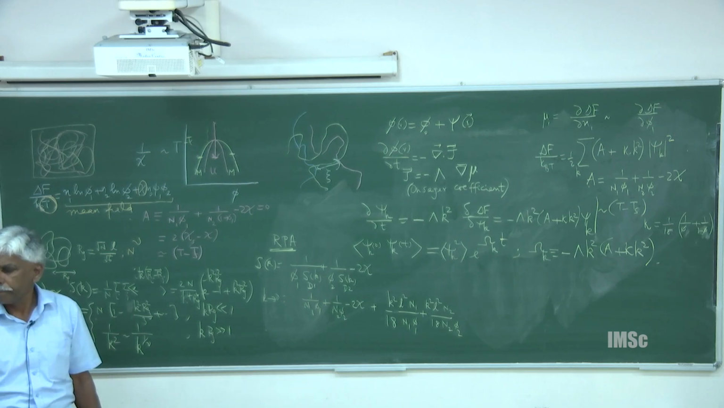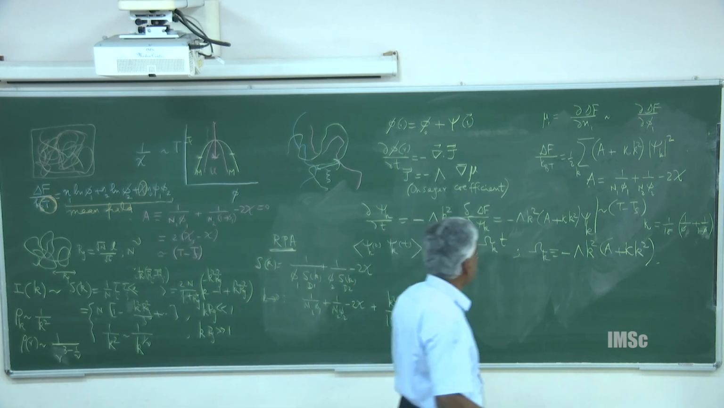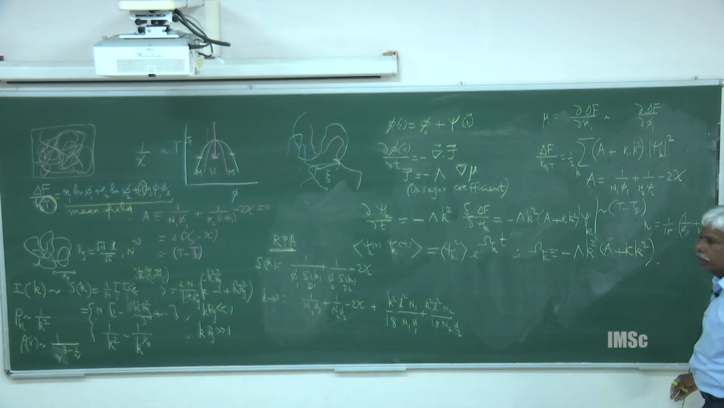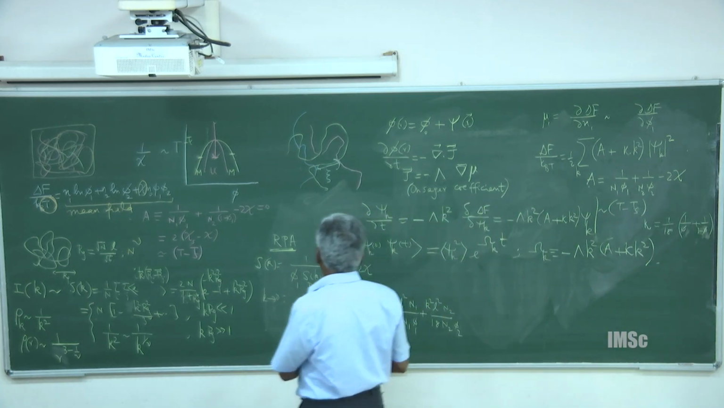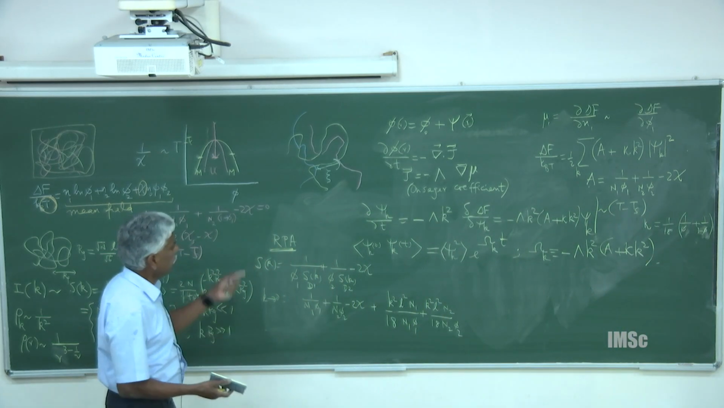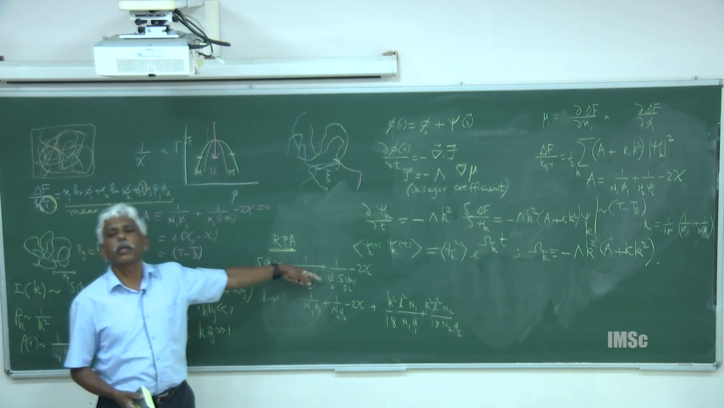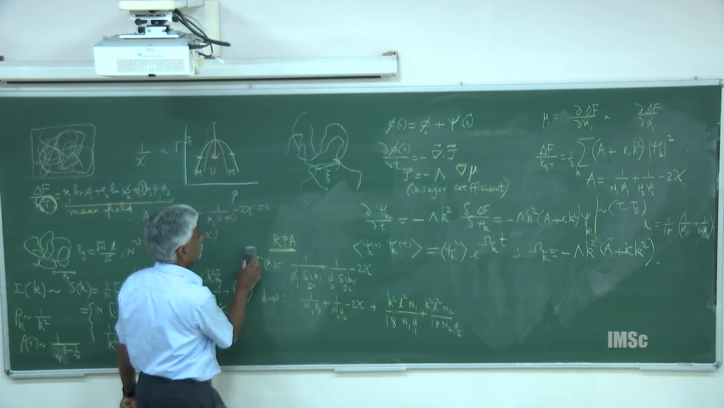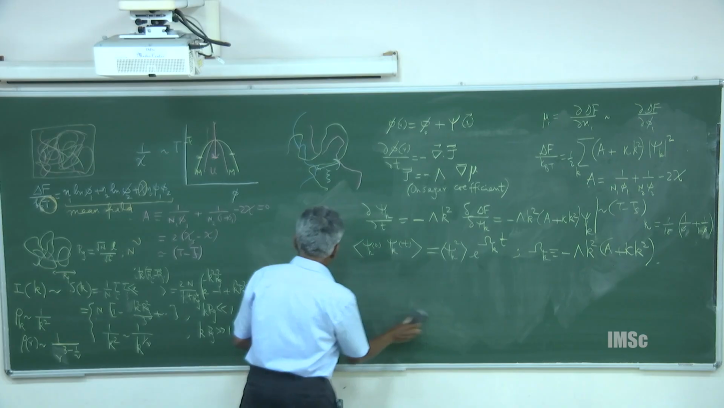So, omega k is positive for all k. Let us do it. I am going to plot omega k. I am going to erase this, I need space. May I erase this, please? Can I erase it? Yeah. Let us plot omega k.